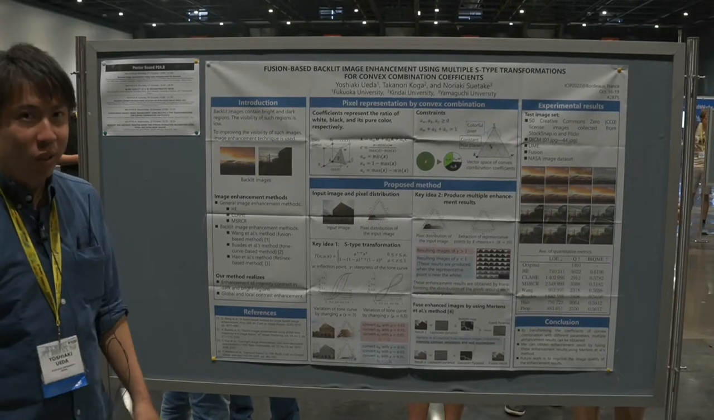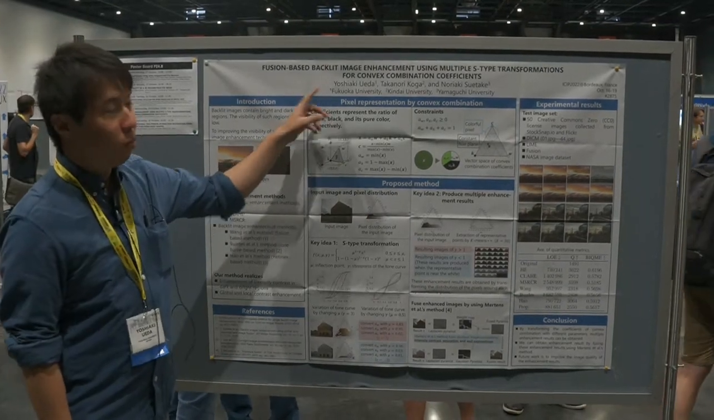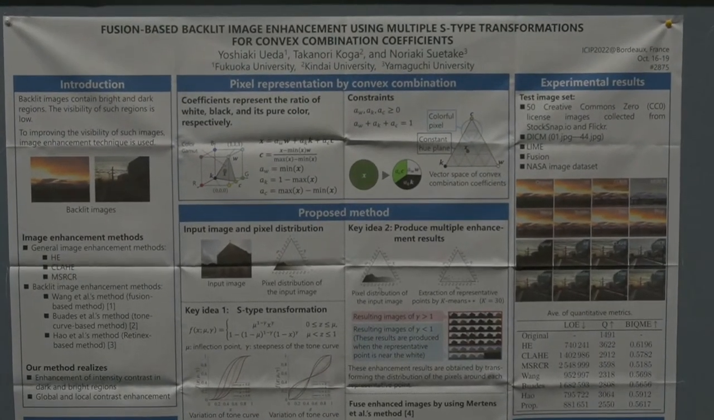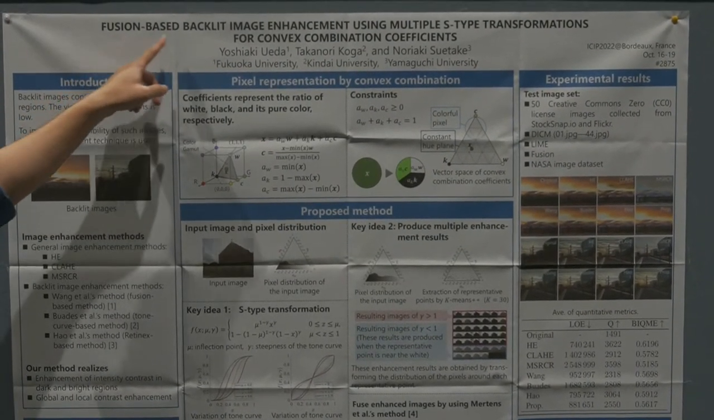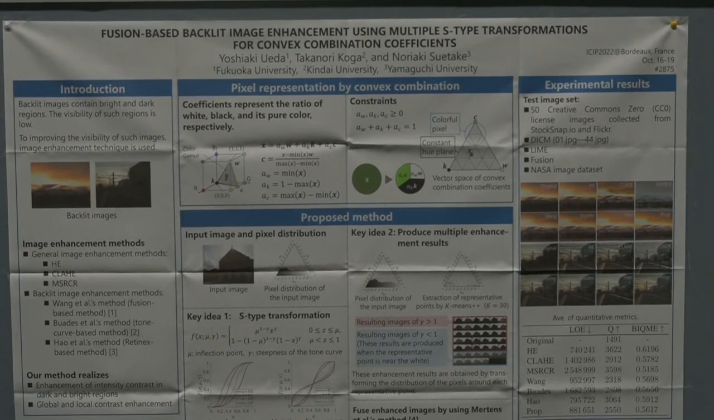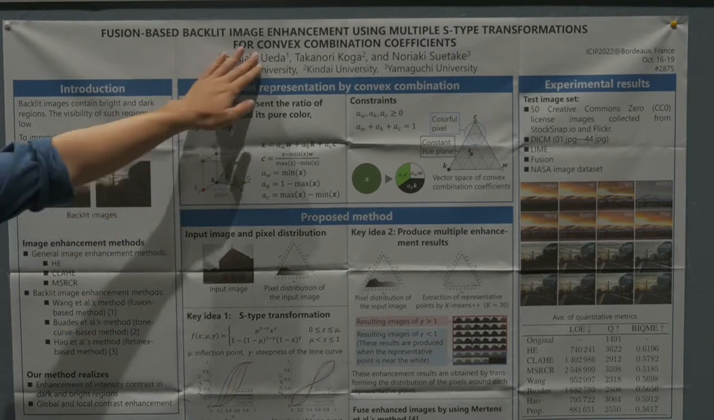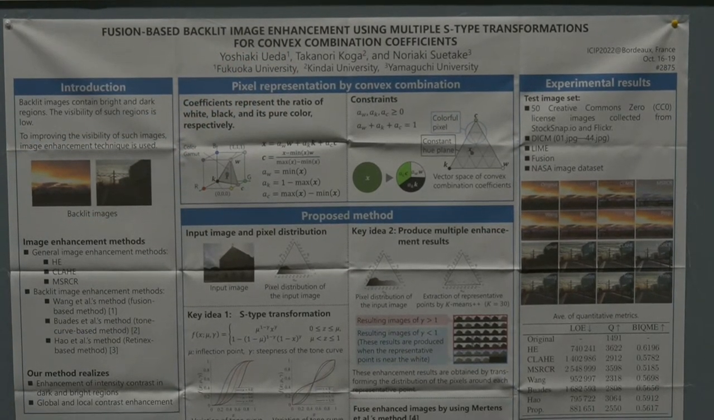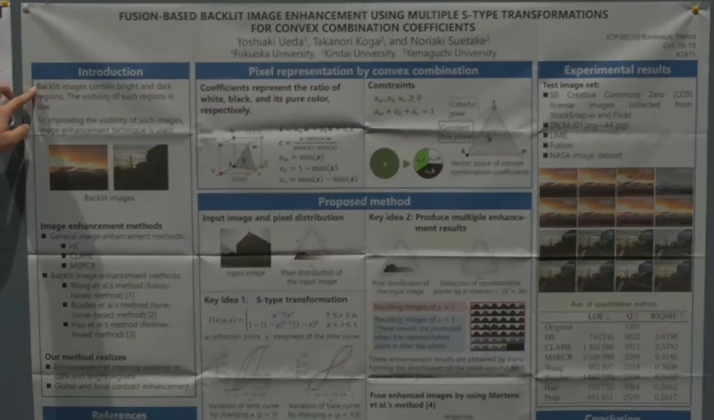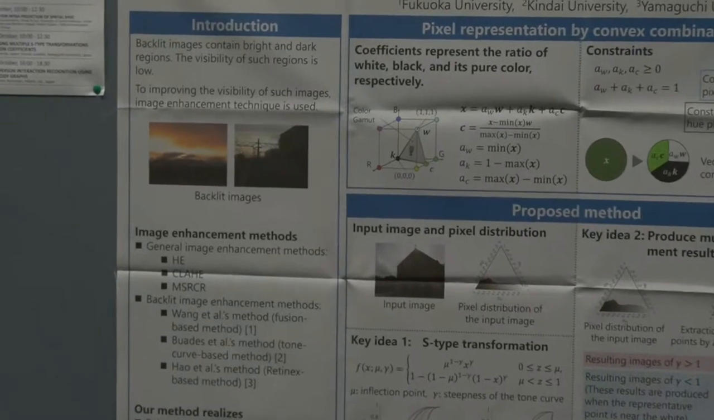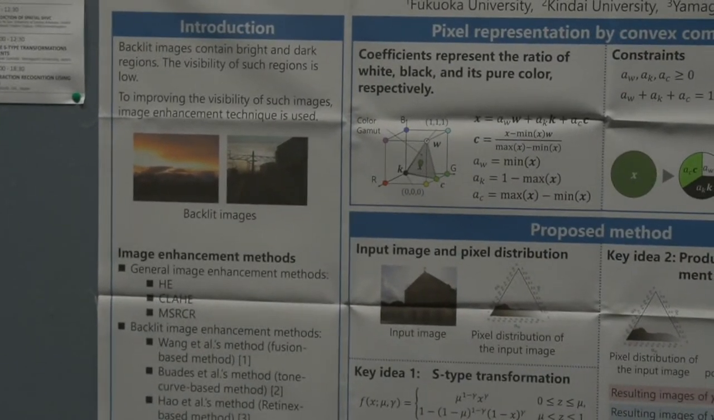Hello, I'm Yoshiya T. Ueda from Fukuoka University, Japan. In this poster presentation, I'll talk about fusion-based backlit image enhancement using multiple S-type transformations for convex combination coefficients. At first, I'll explain about backlit images. Backlit images are pictures taken under backlit conditions.